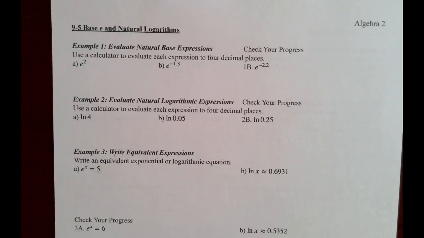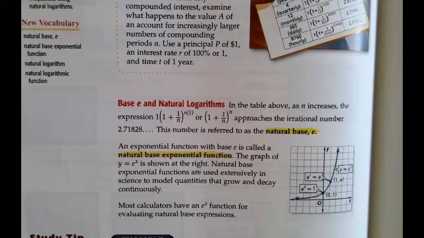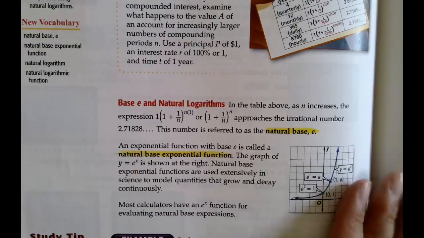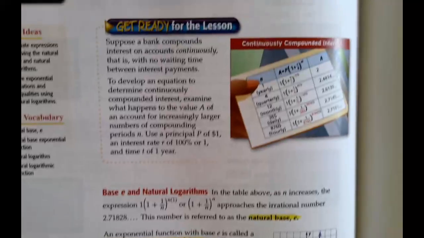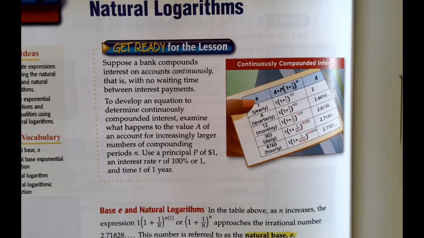Hi guys, so today we're going to be learning about base e and natural logarithms. Before we get started with our first example, let's look at the textbook to figure out where we get this number. So where we get the number e actually comes from this idea of continuously compounded interest.